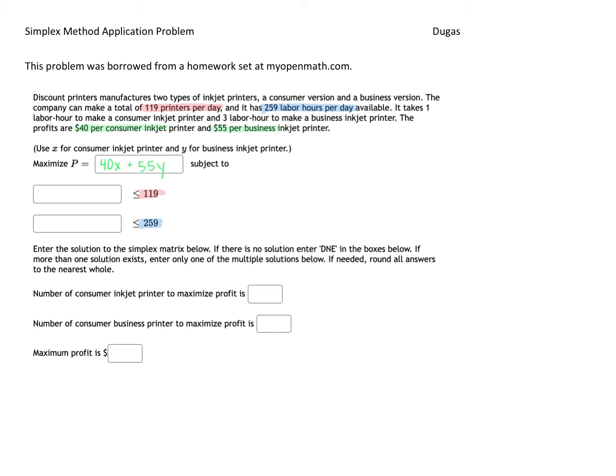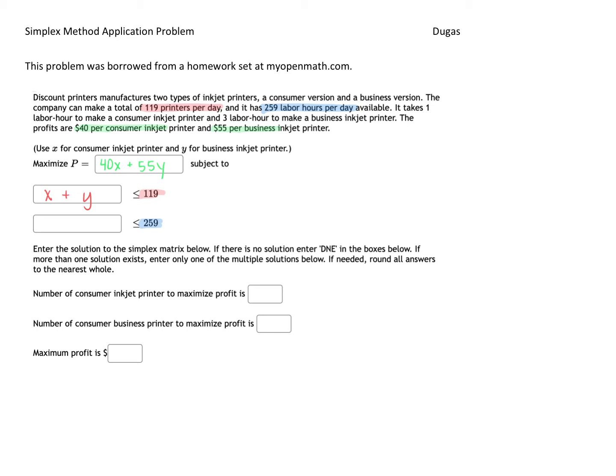Now the constraints that we have are based on the number of printers they can make and the number of labor hours they have. They can make a certain number of the consumer printer, that would be X, and then a certain number of the business printer, that would be Y. So if you add up the number of each type of printer that they make, it'll be less than or equal to 119, which again is the most they can make per day.